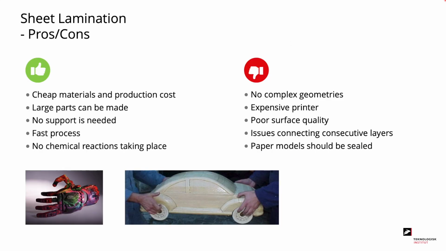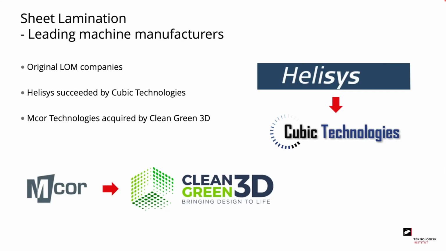Let's have a look at the pros and cons of the sheet lamination technology. The pros and cons includes that the materials are cheap and the production costs are low. You can create large parts and you don't need any support. However, some of the cons includes that you cannot produce complex geometries, the printers are relatively expensive, and you will only obtain a poor surface quality. The leading machine manufacturers for the sheet lamination technology are originally Helisys and EMCO. Helisys has since been succeeded by Cubic Technologies, and EMCO has been acquired by Clean Green 3D.